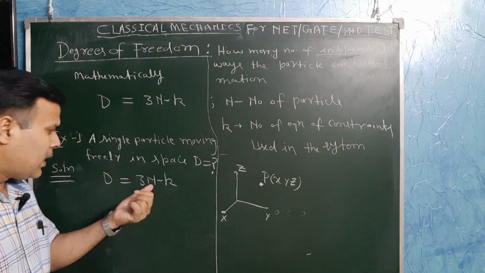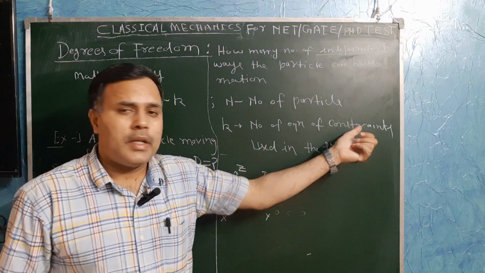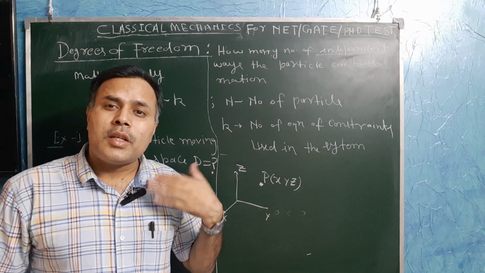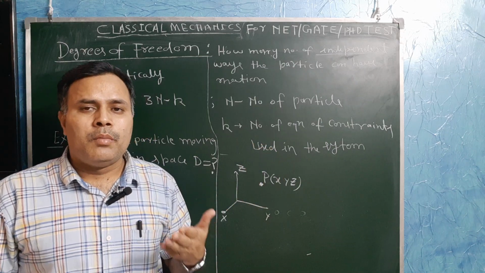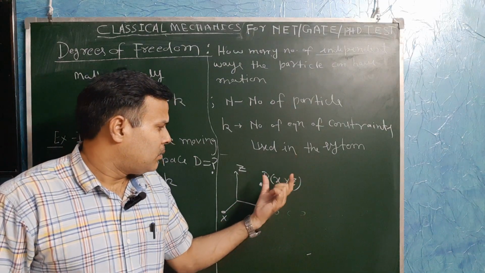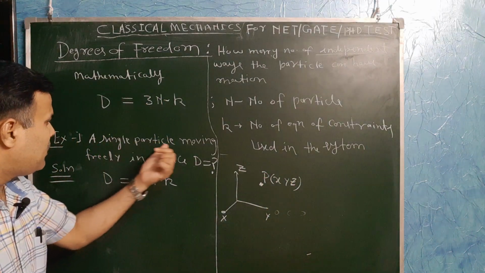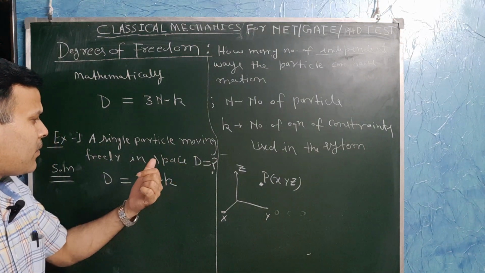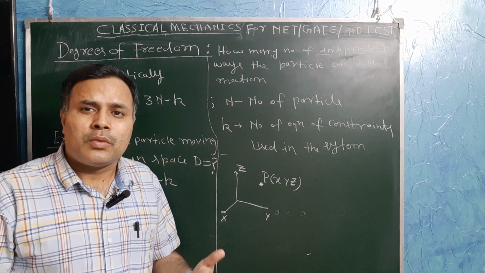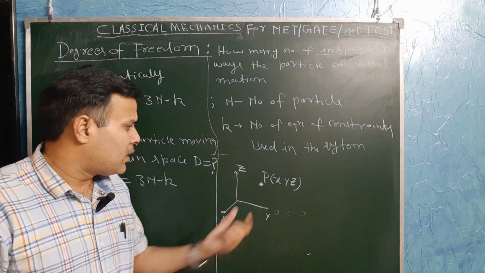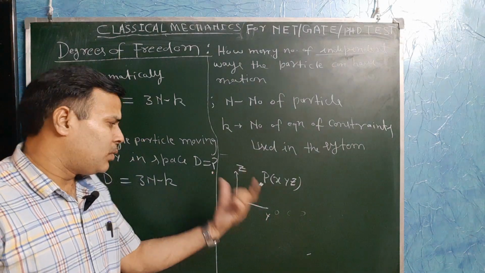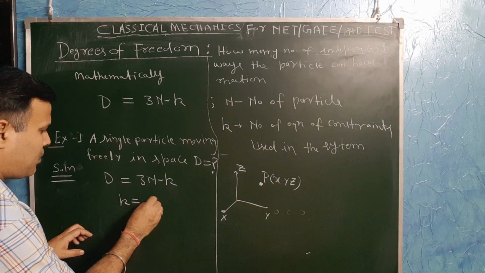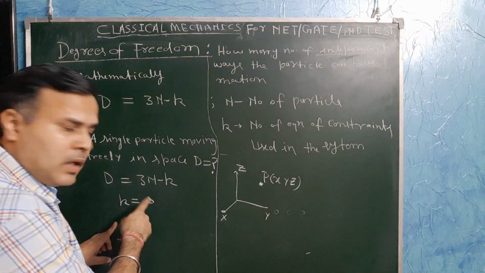And what about k? k is the number of equations of constraints, and I have already explained the concept of constraints, which is a restriction or limitation to the motion. But there are no constraints, because in the example we have the information that a single particle is moving freely in space. So there is no equation of constraints corresponding to this example. Therefore k is 0.